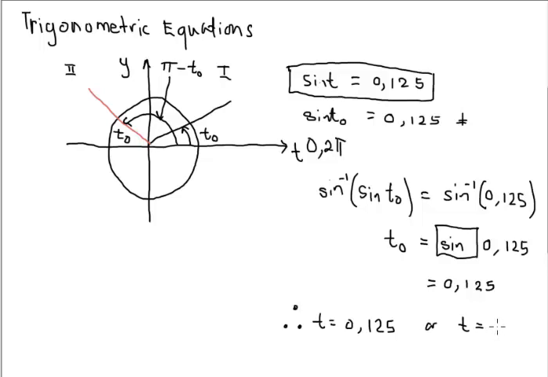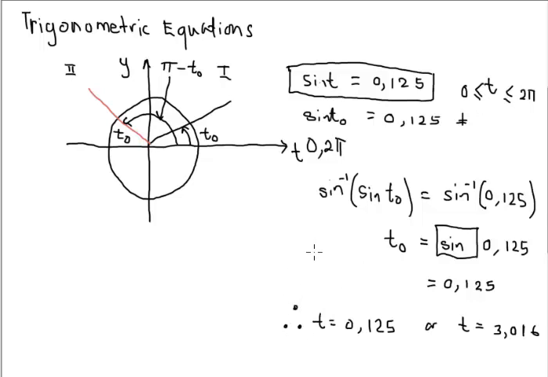what is that? What is pi minus 0,125? What are we getting? Pi minus 0,125 is 3,016. Is that right? That is the solution between 0 and 2 pi. So this equation is solved between 0 radians and 2 pi.